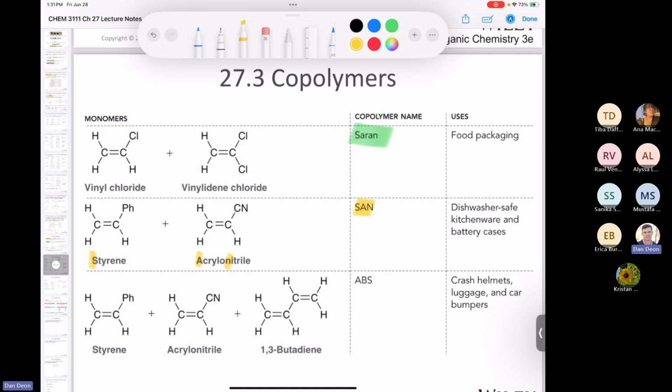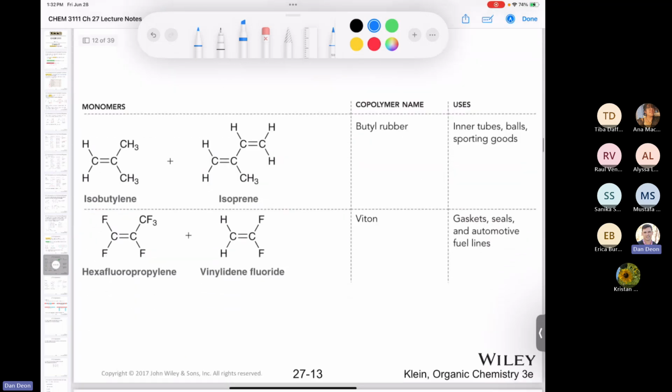The next one is ABS plastic, and ABS stands for acrylonitrile, butadiene, and styrene. So they put them all together. And I'm sure a lot of you have heard of ABS bumpers. Your bumper is made of ABS plastic, though it still cracks after a collision at 1 mile per hour causes permanent damage or something. And also crash helmets, luggage. So if you see that fancy Samsonite luggage or something, it's probably made out of ABS.